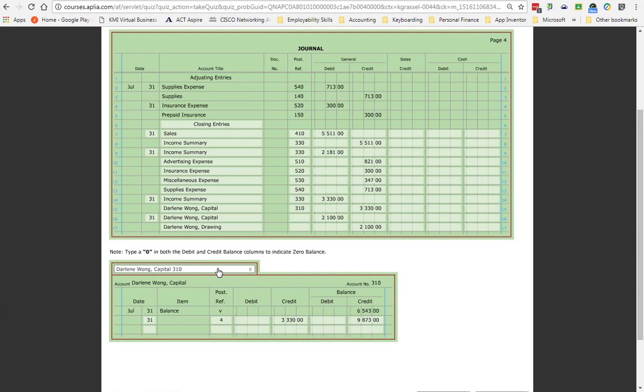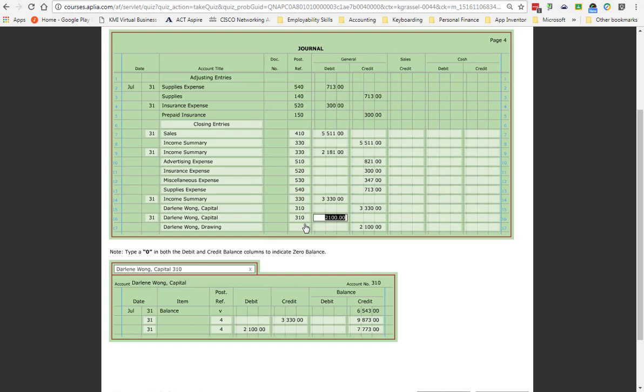My last closing entry is the D for drawing, and the whole purpose is to get drawing to 0. So here I have my capital account already open. I'm going to put the date of the 31st, post reference of 4, and I'm going to debit it $2,100, because that means throughout this fiscal period, the owner took out $2,100 of value out of the business. So now my capital account has a balance of $7,773. Anyone confirm that math on that one? Yep, thank you very much. Account number 310 goes back up on there.